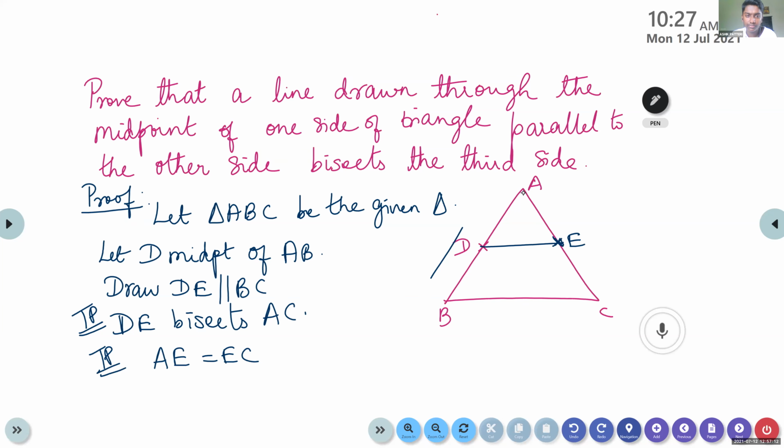Yes, ma'am. Is it clear, children? Okay. Now tell me, children, which rule will you use here? It is given parallel. Therefore, BPT. Okay.